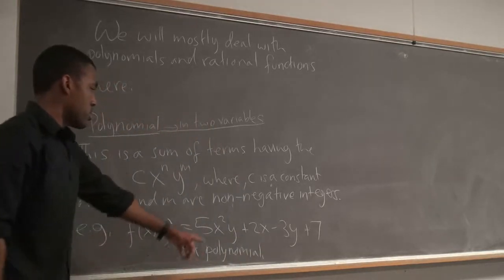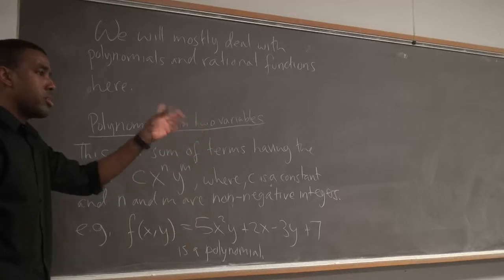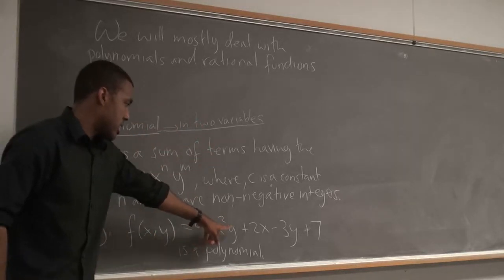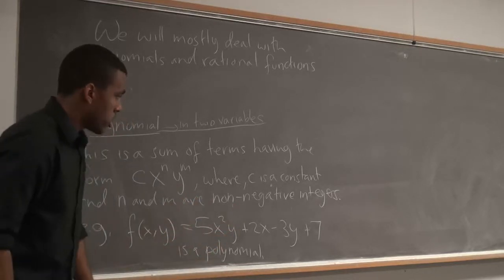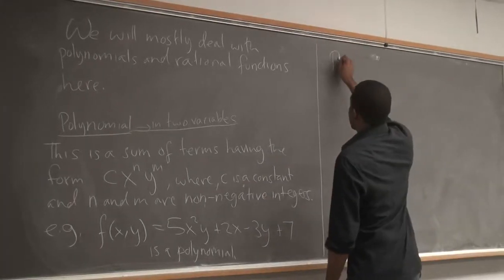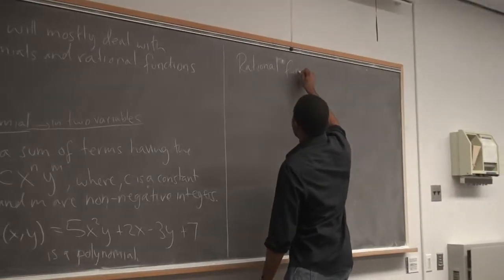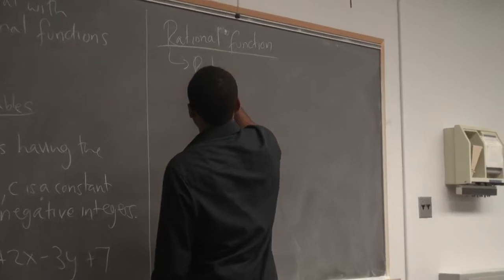Right, so in single variables, your only variable is x, so it looks like a_n x to the n plus a_(n-1) x to the n minus 1, blah, blah, blah. But here you can actually mix the x and y's, and as long as they have integer powers that are 0 or bigger, you call it a polynomial. Anyone know what a rational function is? The ratio of two polynomials. Right. This is the ratio of two polynomials.